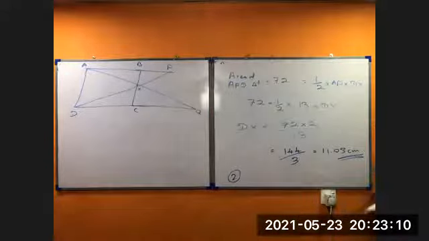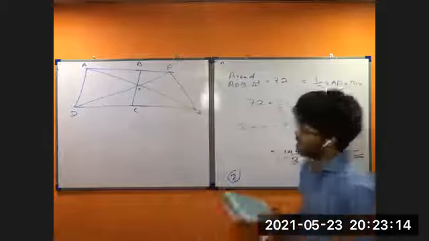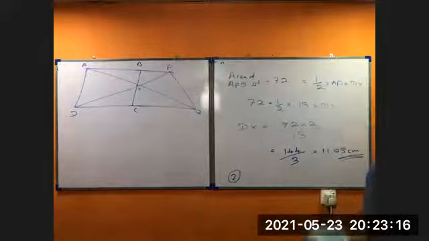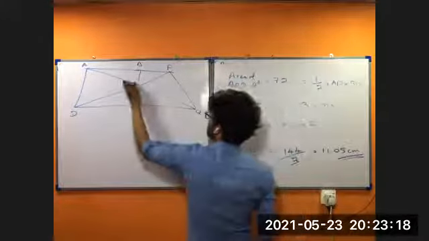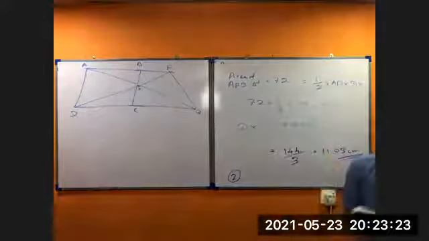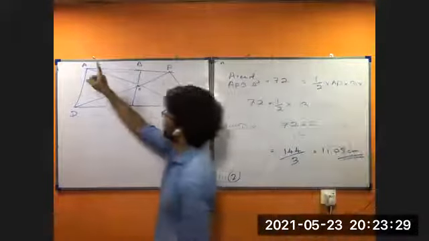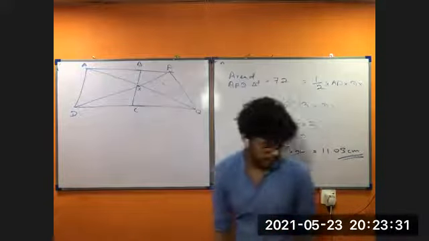Prove that the area of the triangle, then let's join them. So prove that the area of the triangle PXQ, the area of this triangle, is exactly half the area of the parallelogram ABCD. How to do that?